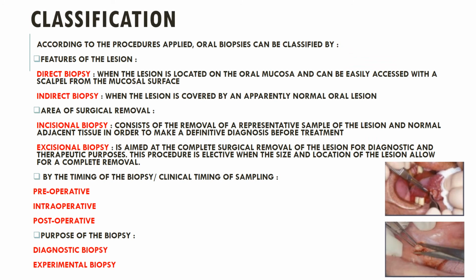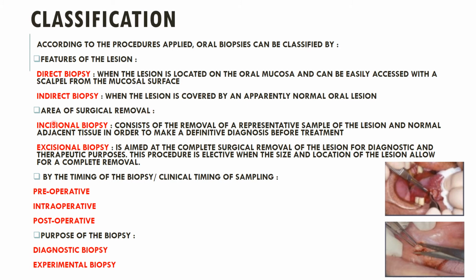Now, what are the classifications of it? According to the procedures, first is the features of the lesion, so it can be direct and indirect. Direct is when the lesion is located on the oral mucosa and can be easily accessed with a scalpel from the mucosal surface. You can directly see that lesion and you're doing the biopsy on it. Indirect is when the lesion is covered by apparently normal oral mucosa, and beneath that normal mucosa you have some swelling or a mass. That becomes your indirect biopsy, in which you cannot directly see the lesion.